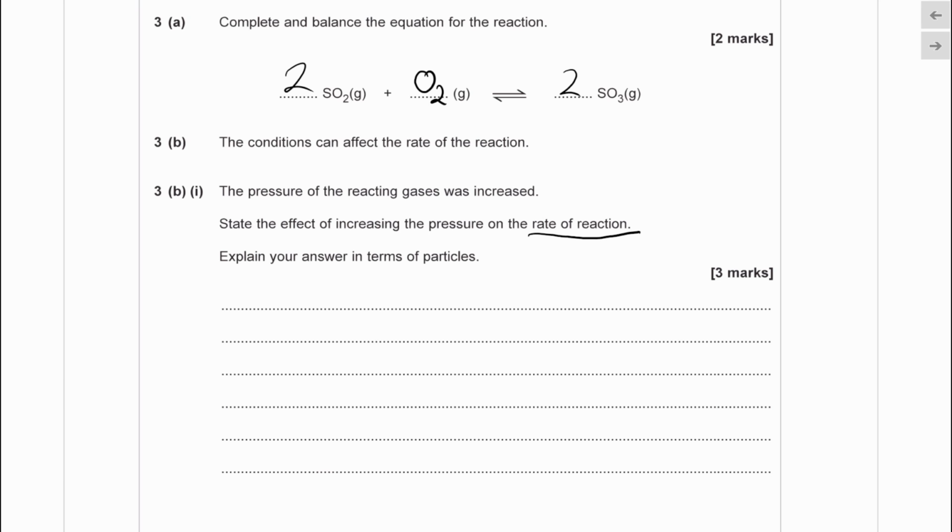So the first thing is that the rate increases. That's what's going to happen, and that's worth 1 out of 3 marks. Now, how do we know that's going to happen? Because if we increase the pressure, then all the molecules which are going to be reacting are going to be closer together. Pressure is almost like concentration, but when you're talking about gases. So there are more molecules of gas in the same amount of space. So we're going to say particles, or molecules in this case, are closer together.